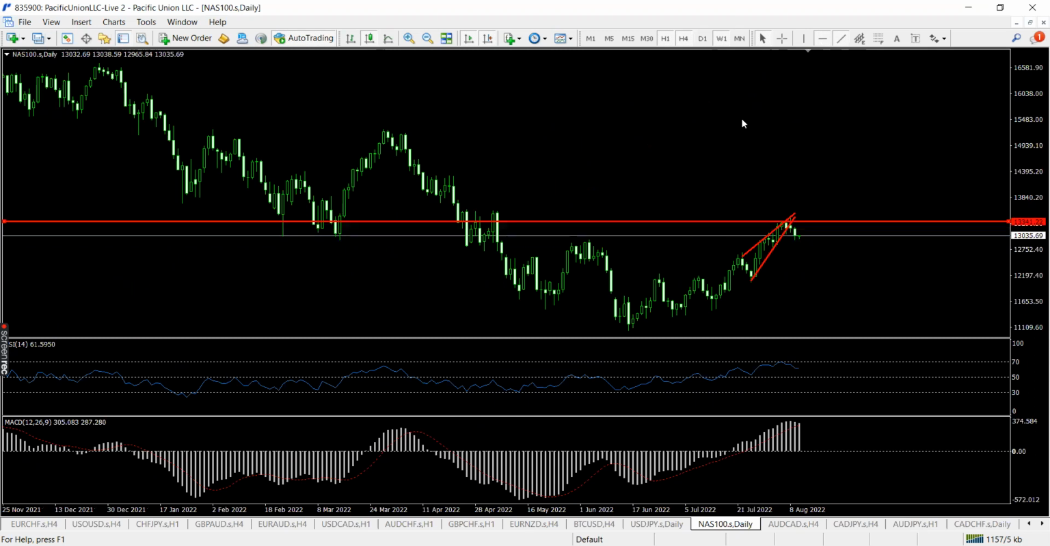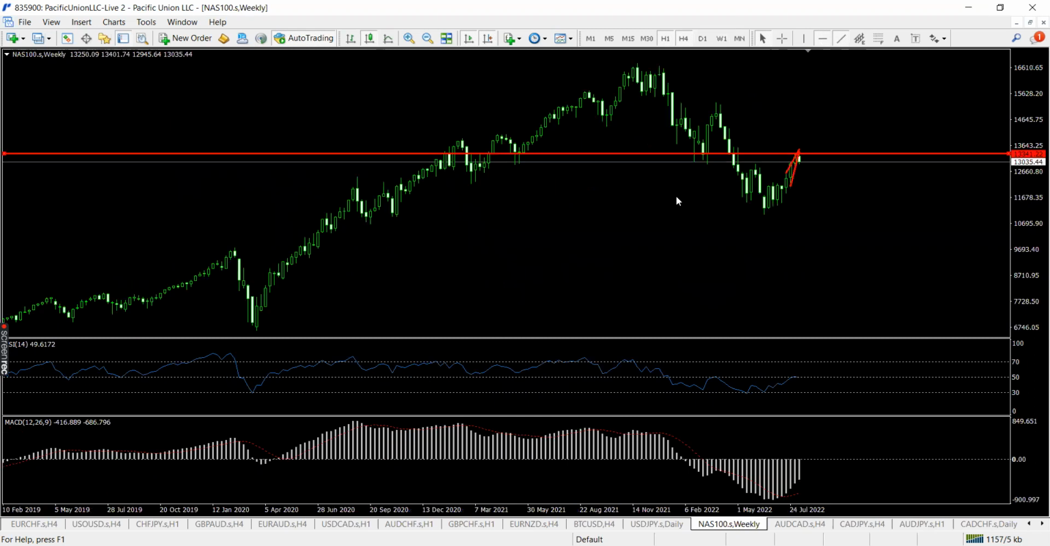Okay, so it's a weekly time frame. On the weekly time frame, you can see support levels here, a support level here, which turned resistance on this day. So we're expecting price to come up and drop.